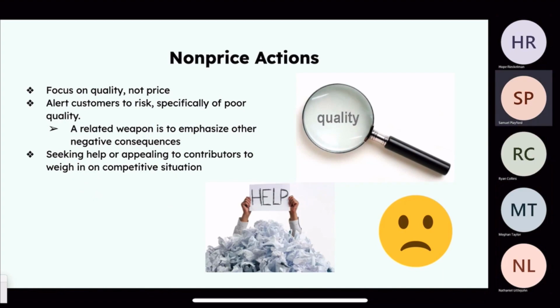Responding with non-price actions: there's a big focus on quality, not the price. Customer segments have different degrees of sensitivity to price and quality. Understanding the basis for certain concerns helps managers respond to rivals' price cuts without cutting their own prices. Alert customers to risk, specifically poor quality. A related weapon is to emphasize other negative consequences. Another tactic is seeking help or appealing to contributors to weigh in on the competitive situation. An example of this would be NutraSweet versus Aspartame, and the advertising blitz in the cola market.